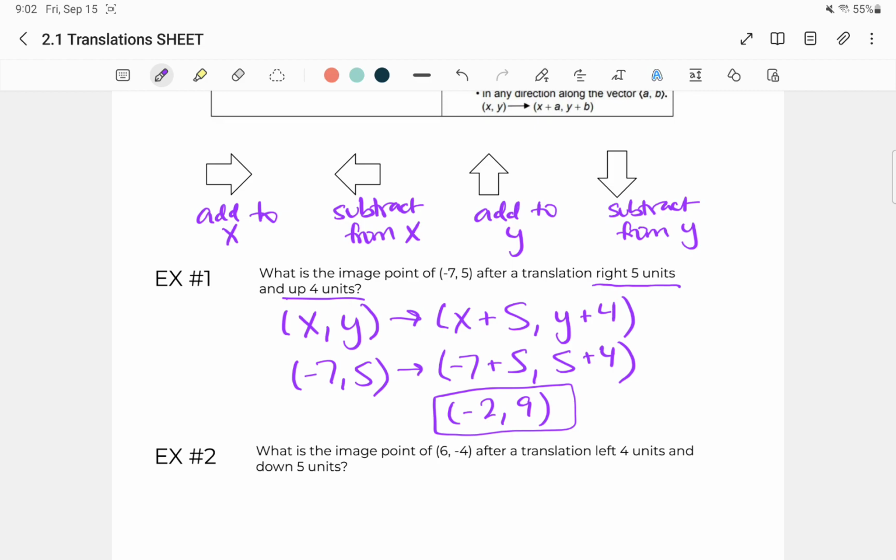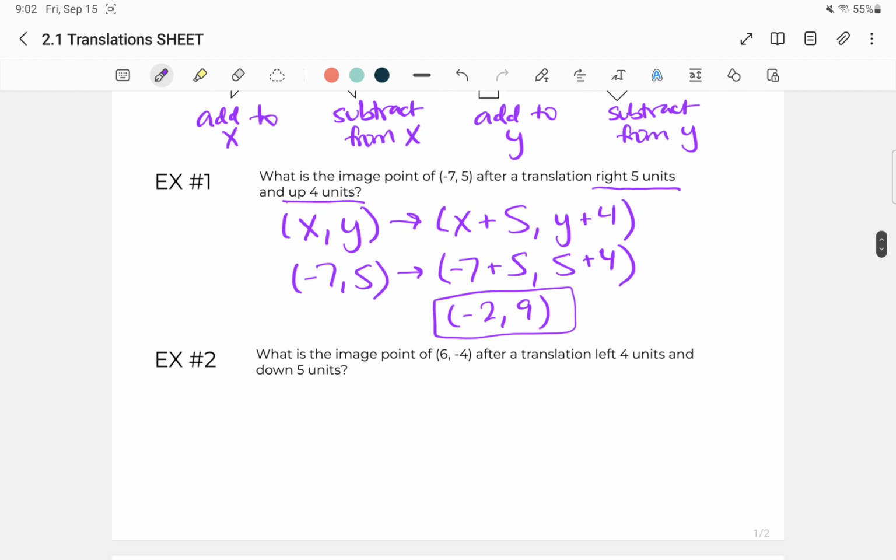So now example number 2. What is the image point of 6, negative 4 after a translation left 4 units and down 5 units? So again, I'm going to start with the rule, which is x, y, and then an arrow. And then left 4 means I'm going to subtract 4 from x. And down 5 means I'm going to subtract 5 from y.